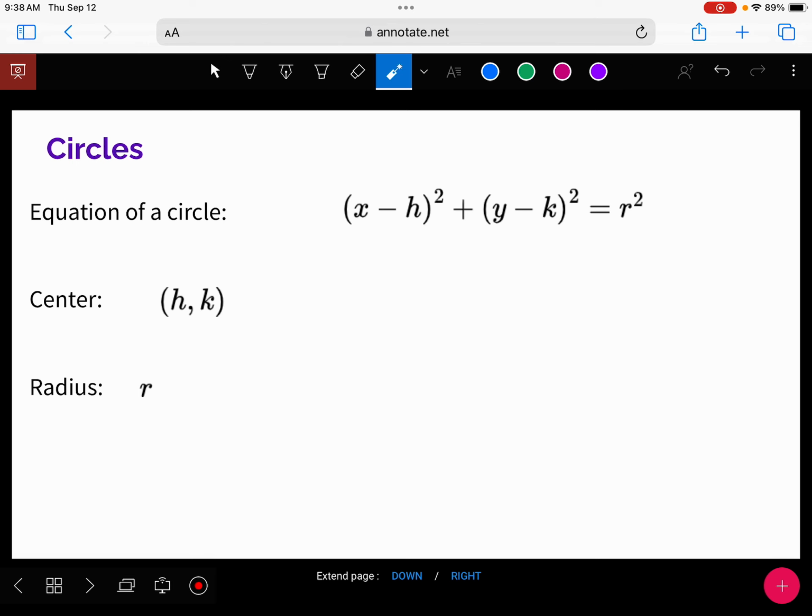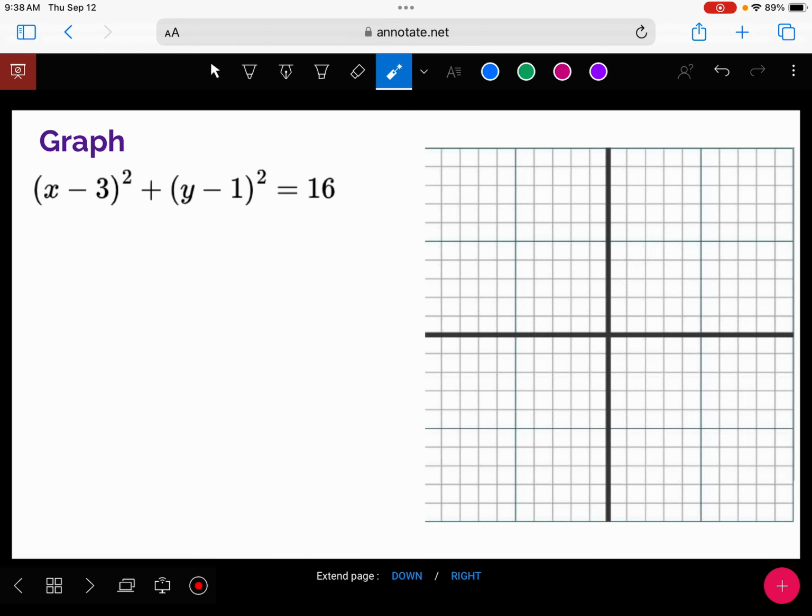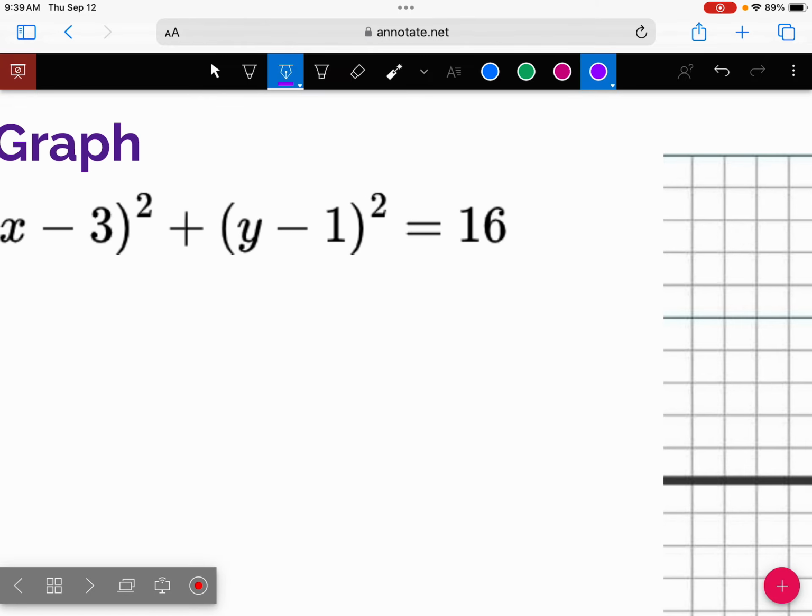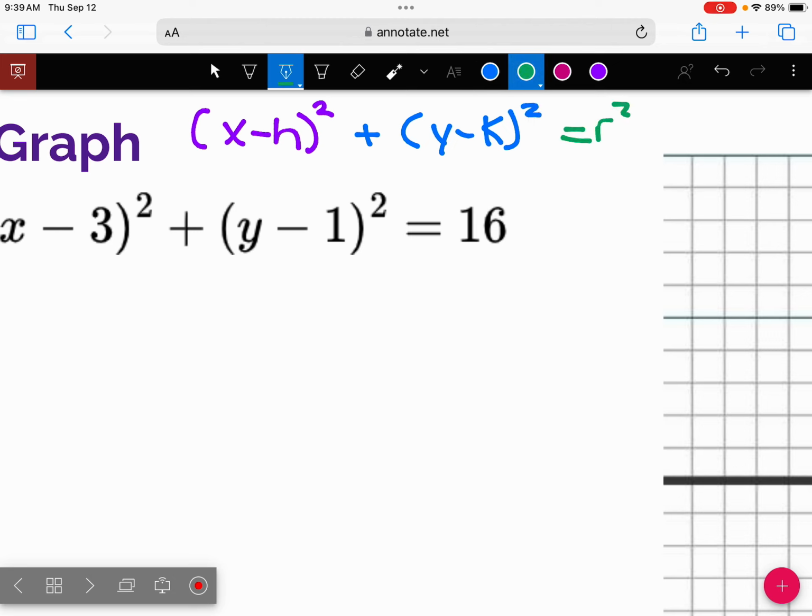So it's not super hard on the calculations here, but if I give you an equation like this, x minus 3 quantity squared plus y minus 1 quantity squared equals 16. So I'll put our little formula right above it so we can play match them up. x minus h quantity squared plus y minus k quantity squared equals r squared.